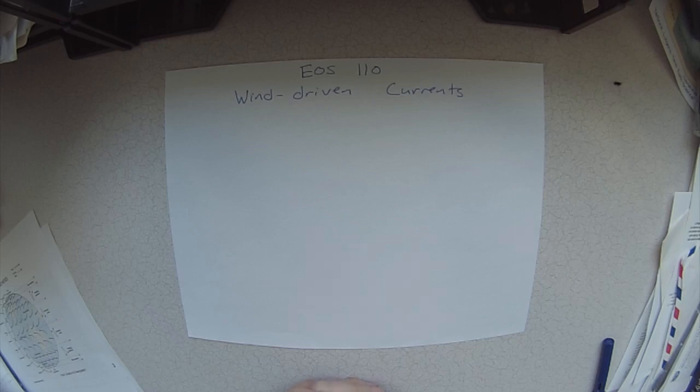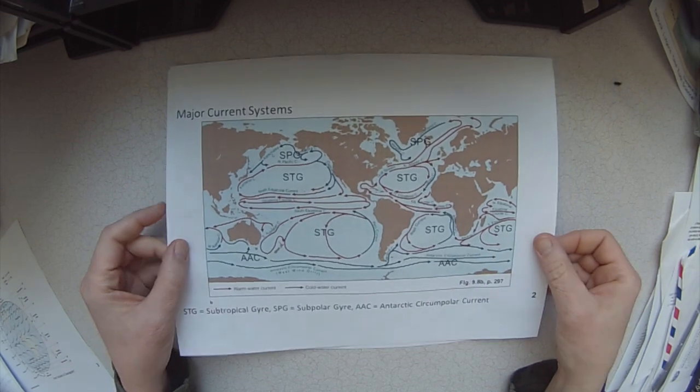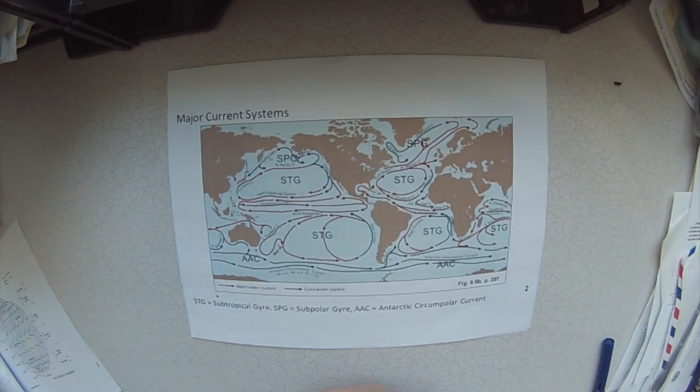Hello EOS 110. This video is to help you a little bit more in understanding wind-driven currents. In class, we looked at this map of major current systems in the world's oceans. And these currents are all driven by the wind. This is different from the deep overturning circulation or thermohaline circulation that we also discussed in class.